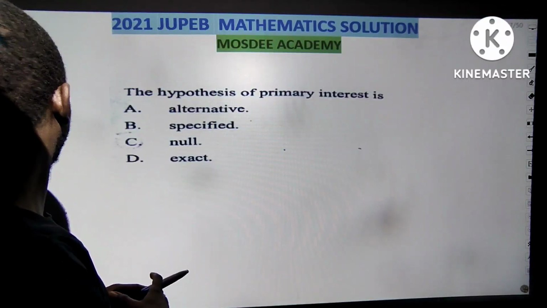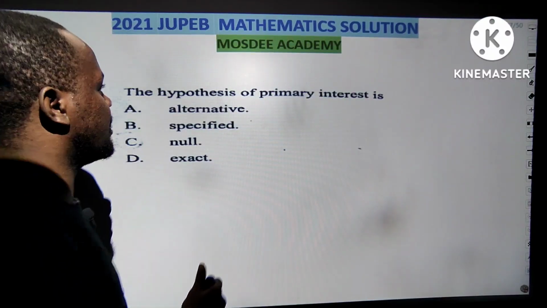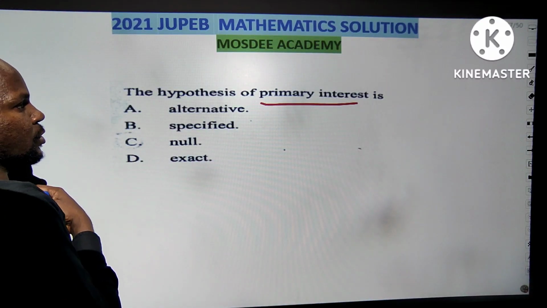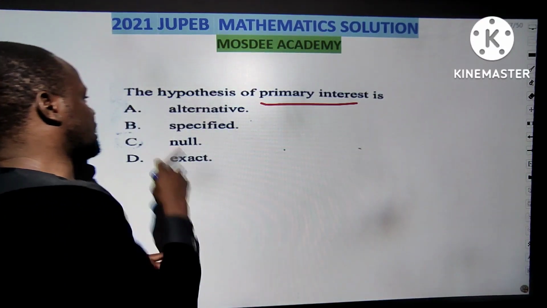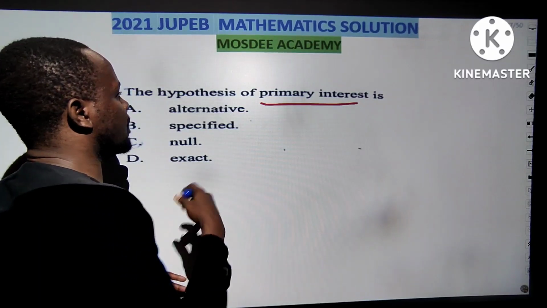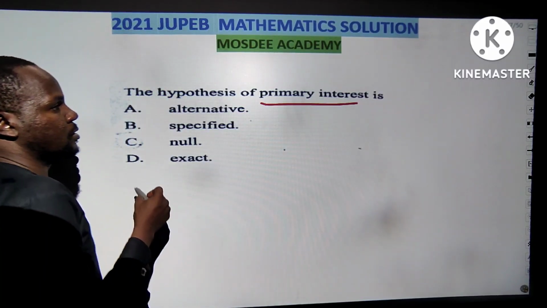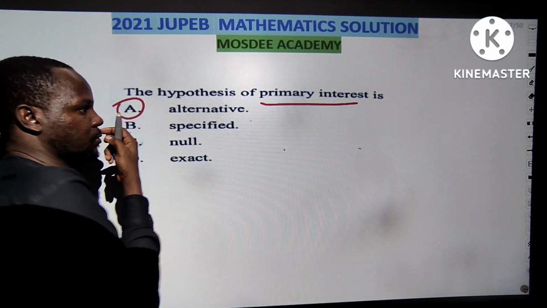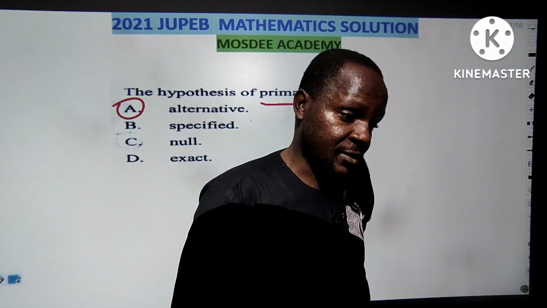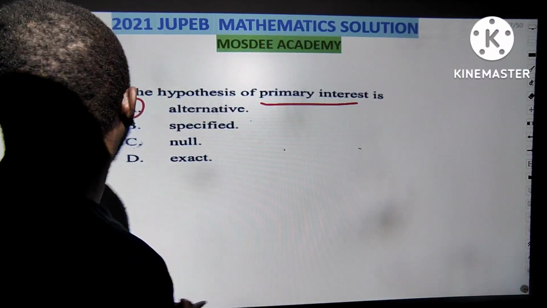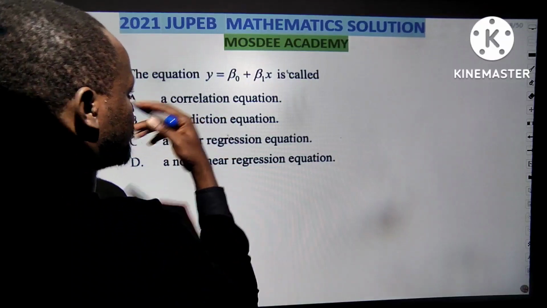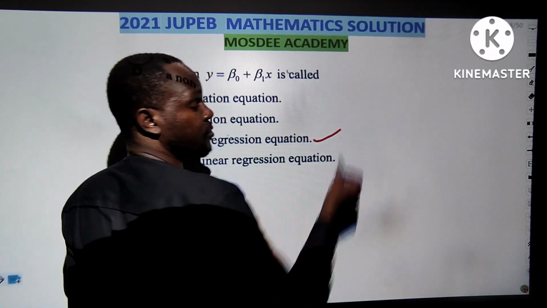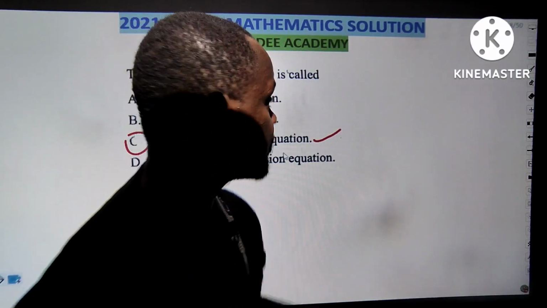The next one, please. The hypothesis of primary interest. When you have primary interest, it can actually be alternative or null. But when you say hypothesis of primary interest, there is an interest in it, so definitely it is the alternative. The next one. Y equals mx plus c, you can also write y equals b naught plus b1x. That's a regression equation. Y equals mx plus c form is the regression line. You know that. The next one.